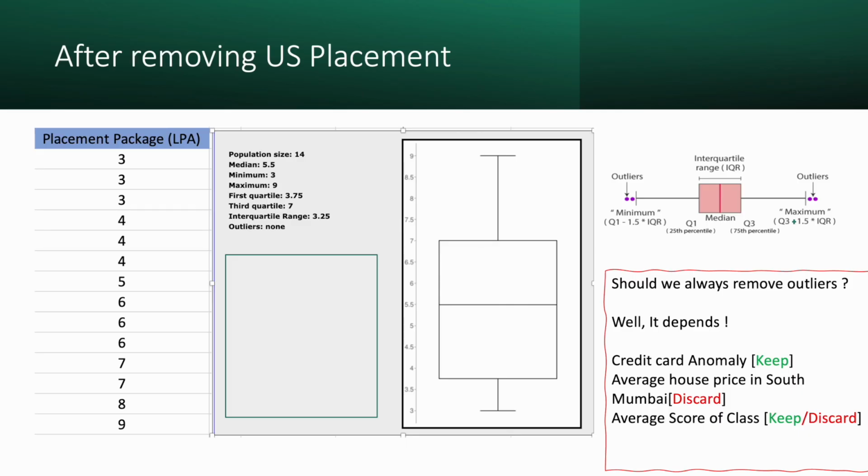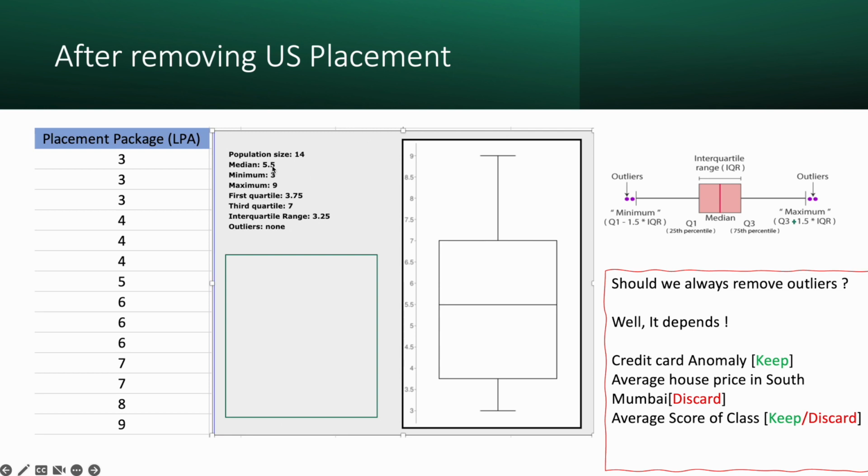Okay, now let's say we remove that. Let's say that particular outlier was not there. How would my box plot look at that time? Okay, so I have removed it. Now how many data points will I remain with? I have removed the 80 lakhs per annum lucky student. Now I have a sample size of 14. My sample size or population size is 14 because I have removed the 15th data point.